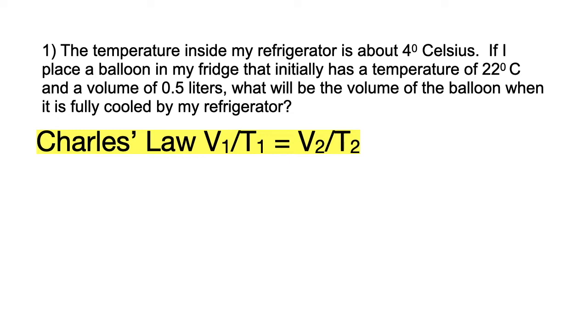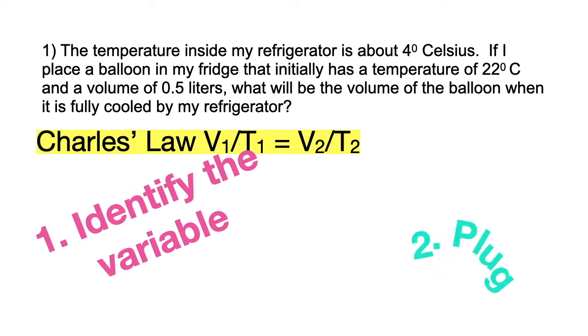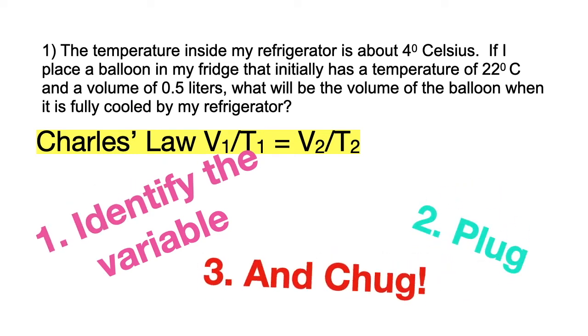Number 1. The temperature inside my refrigerator is about 4 degrees Celsius. If I place a balloon in my fridge that initially has a temperature of 22 degrees Celsius and a volume of 0.5 liters, what will be the volume of the balloon when it is fully cooled by my refrigerator? If you've seen my other videos, you know the 3 steps: identify the variable, plug, and chug.